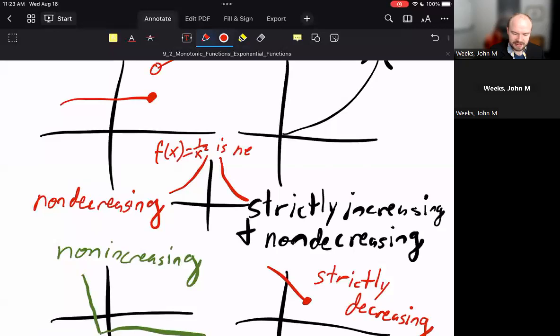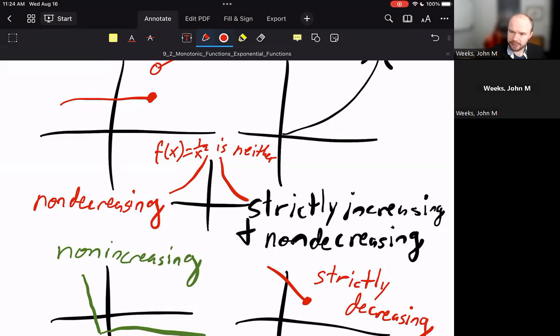So it is neither. We're just going to say neither for now. We could say it's nothing, or we could say it is none of the above, or something like this. But f of x equals 1 over x squared is a non-example in this instance, because there's only a part of it that is increasing, and then later on it's decreasing.